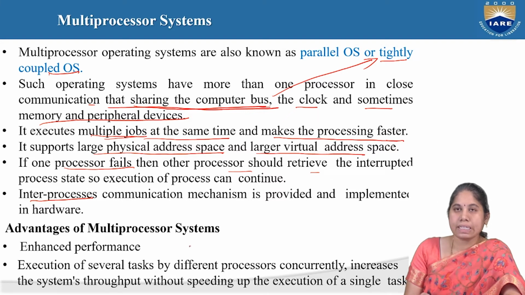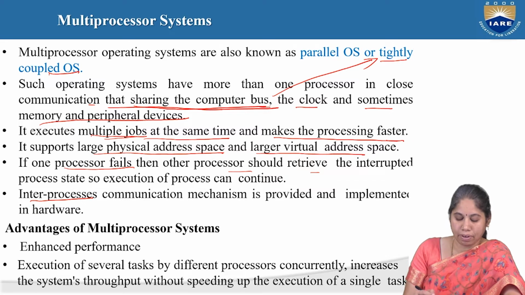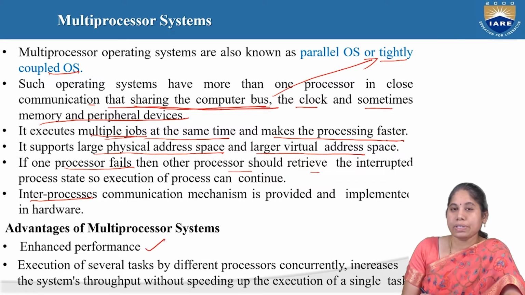So the main advantage with the multiprocessor system is this: everyone knows that if you are playing and you add more players to the game, obviously that team is going to win, right? In the same fashion, you are able to achieve enhanced performance. So execution of several tasks by different processors concurrently.